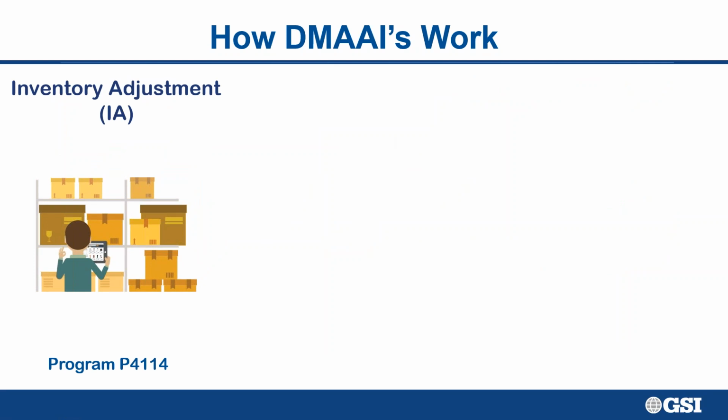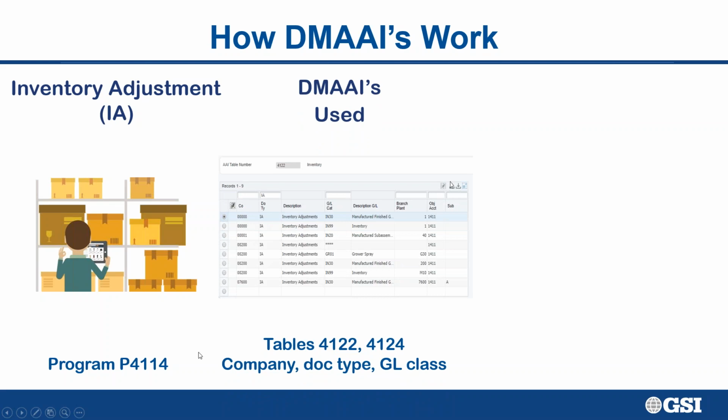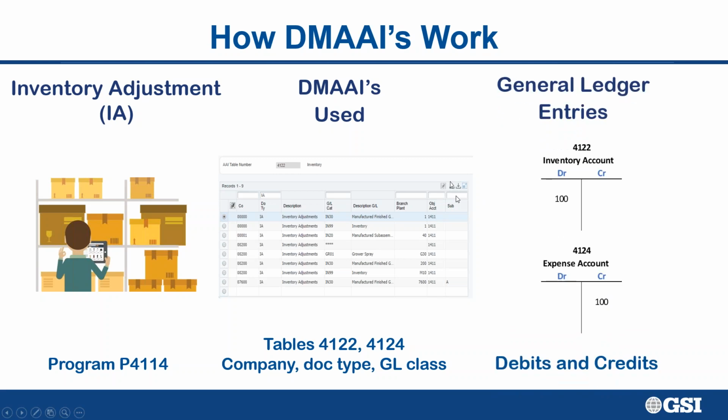So, for example, let's say I'm doing just a simple IA inventory adjustment. I'm adjusting some units onto the shelf. We are invoking behind the scenes program P4114. So that program, what JD Edwards has done is they've programmed it to use specific DMAAI tables. So an inventory adjustment will call 4122 for the inventory side of the entry and 4124 for the expense. So with an inventory adjustment, we need to debit an inventory account and credit an expense account.